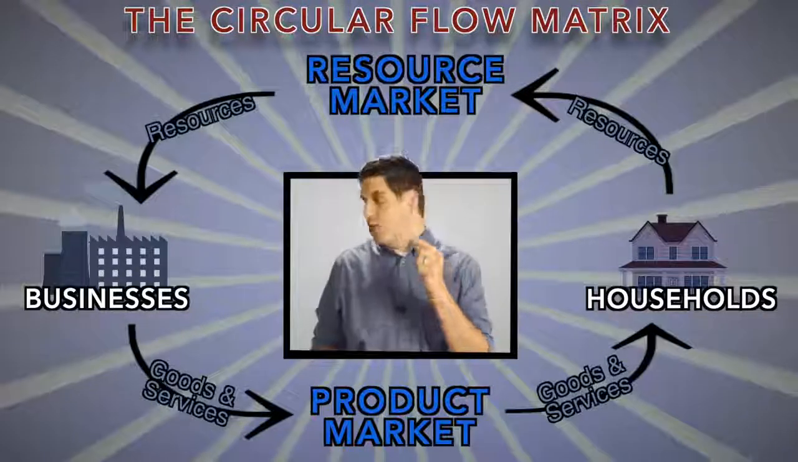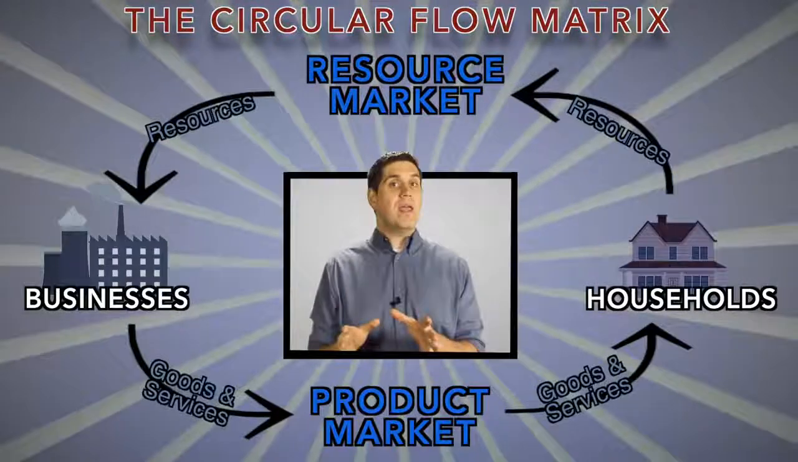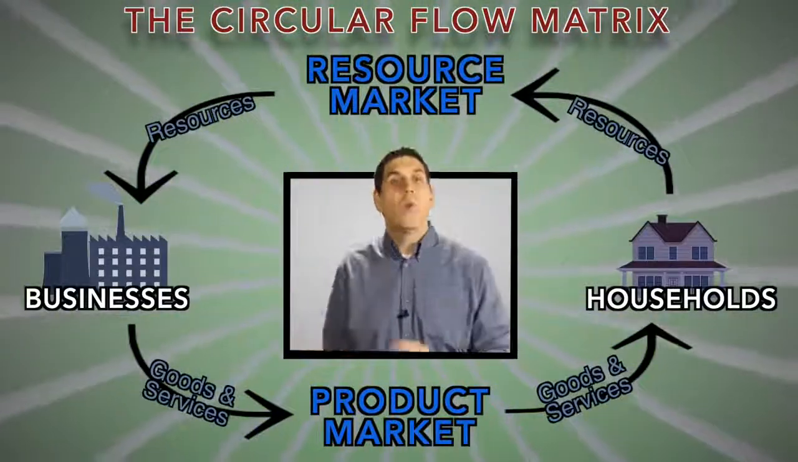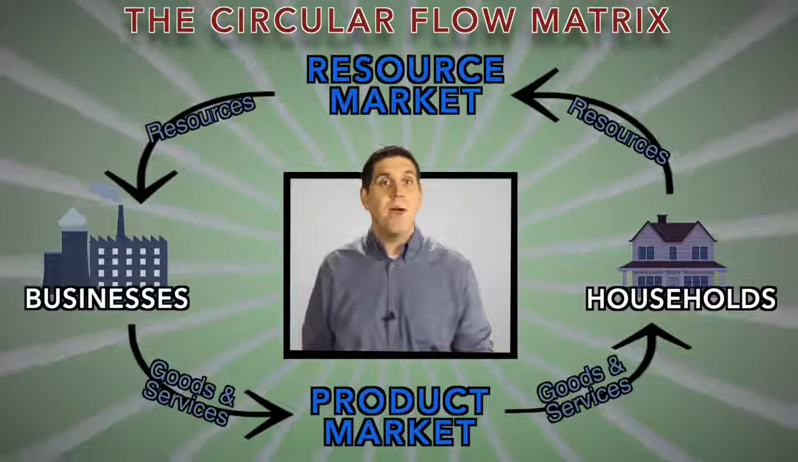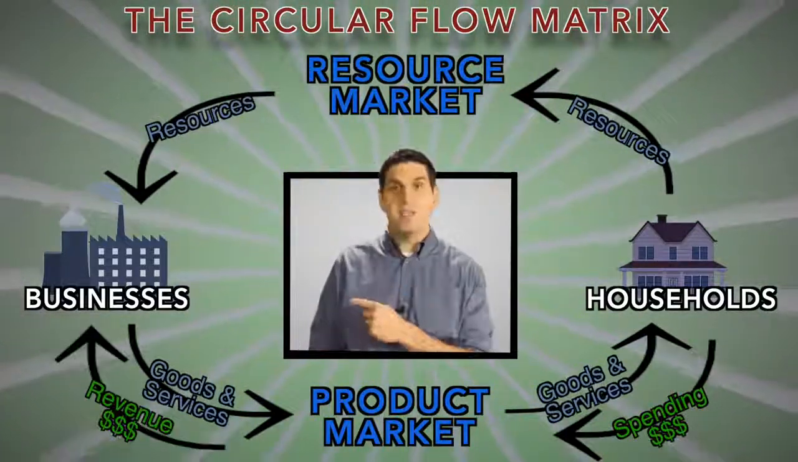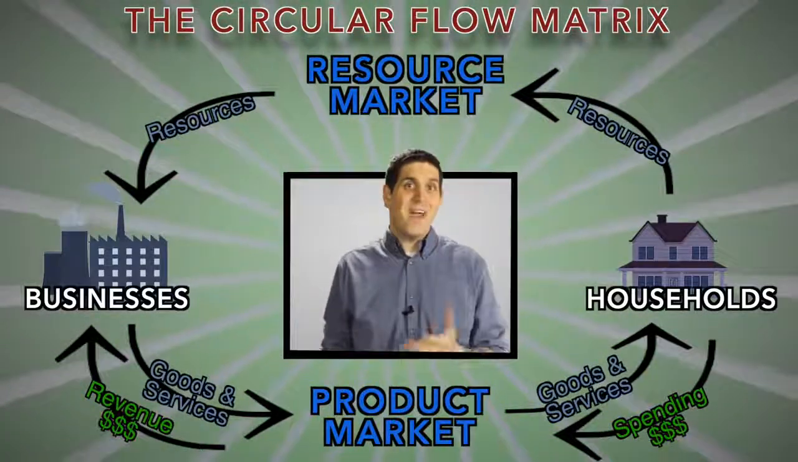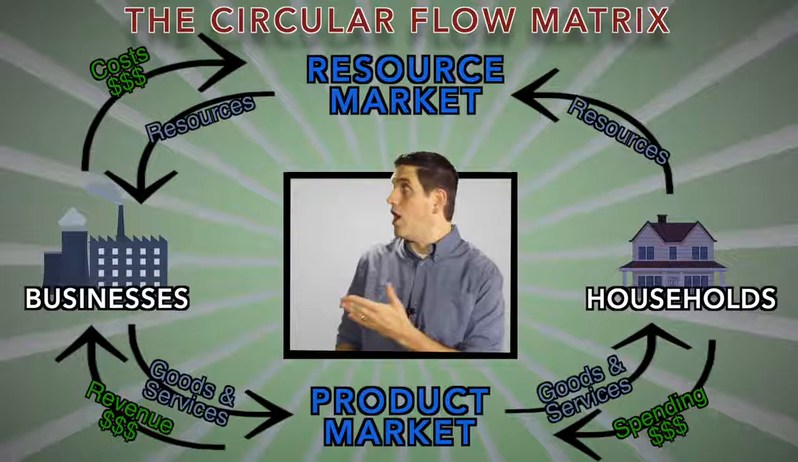Those resources are being used by the business to produce the products that people turn around and go buy. Now, what about money? Well, it goes the other direction. When you buy your phone in the product market, you had to pay them money. That's called consumer spending. Now, that money makes its way to the businesses, and they call it revenue. But the business doesn't get to keep all that money. They've got to pay for resources, and that's called the cost of production.